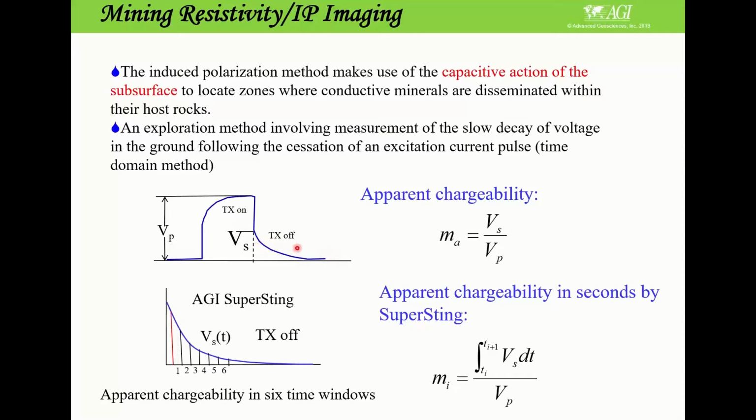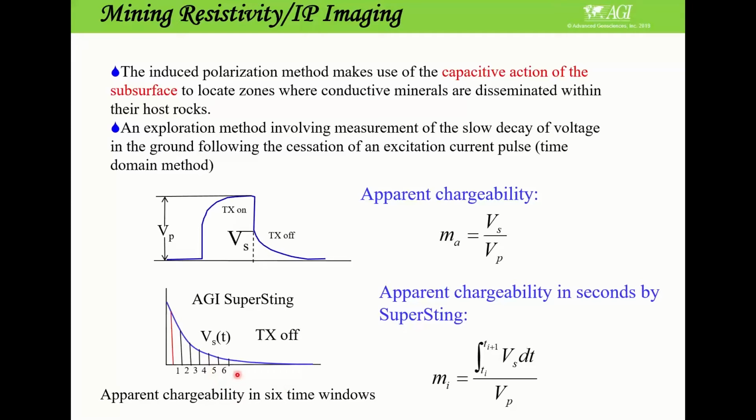Typically in our system, we divide this into 6 time windows. These 6 time windows can be divided differently for different instrumentation, but we came up with 6 as sufficient to describe this decay curve. The important thing is how you describe that decay curve. So the 6 time windows will permit you to describe that decay curve, and you get the average of the chargeability, the apparent chargeability, in this 6 time window interval.